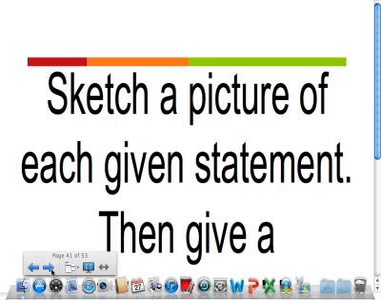Okay, so now we have to sketch a picture. Okay, and again, I'm going to do some of these, but you're going to be expected to do quite a few of these on your own. Okay, so we're going to sketch a picture, and then give a statement, and then give a reason.